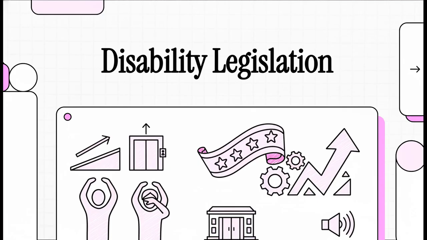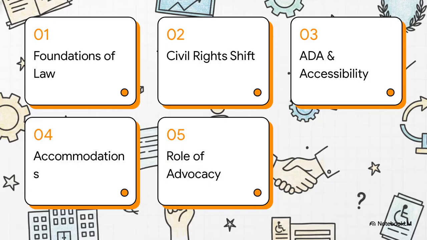So today, we're going to explore the history of disability legislation in the U.S. and really unpack how these hard-fought laws fundamentally shaped rehabilitation counseling, accessibility, and disability rights as we know them today. Okay, let's dive into this. Here is our roadmap for today. We'll start with the foundations of disability law, move into the civil rights shift, talk about the ADA and accessibility, look at accommodations in practice, and finally wrap up with the role of advocacy.